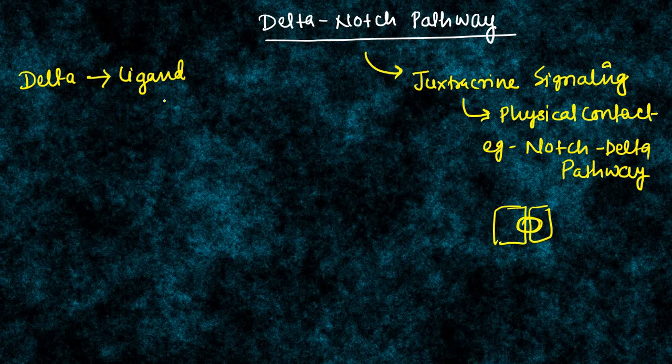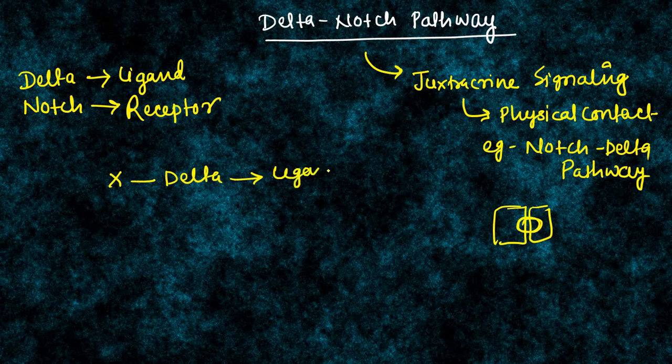Delta is known as a ligand, and for notch we use the simple term receptor. Whenever we say that some X molecule is acting as delta, that means it is a ligand. Similarly, if a Y molecule is acting as notch, it is acting as a receptor, because receptor and ligand are the two terms we generally use in a generalized signaling pathway. But in the case of a delta notch pathway, we don't use the words ligand or receptor; we use the terms delta and notch.